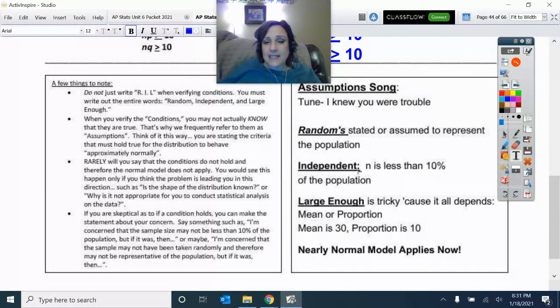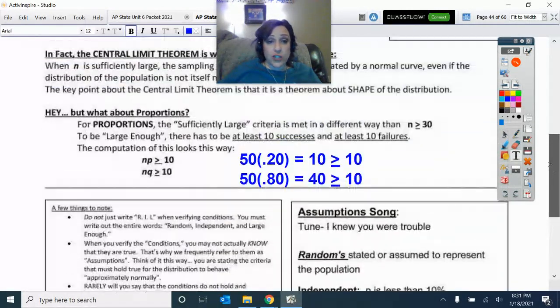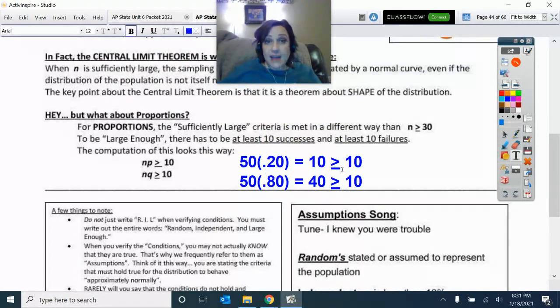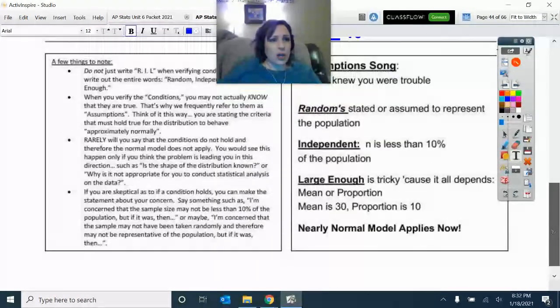Okay, independent: n is less than 10% of the population. Remember, your 50 has to be less than 10% so that it's not changing the probability of the blue M&Ms. Large enough is tricky because the large enough rule depends on whether it's a mean or a proportion. Mean has to be large enough, greater than or equal to 30. Proportion has to be greater than or equal to 10 successes or 10 failures. Okay, and then the nearly normal model applies now. Nearly normal, approximately normal is what I always write. Approximately normal model applies.